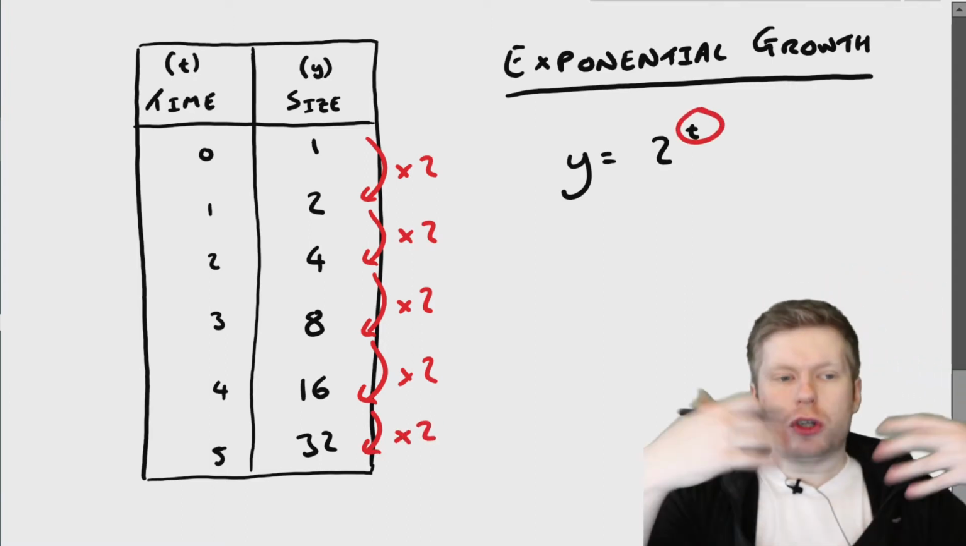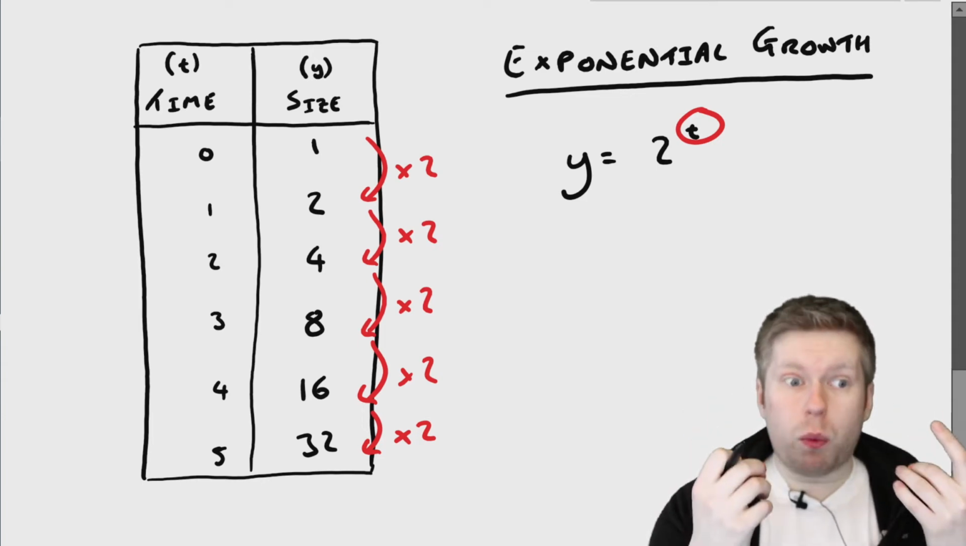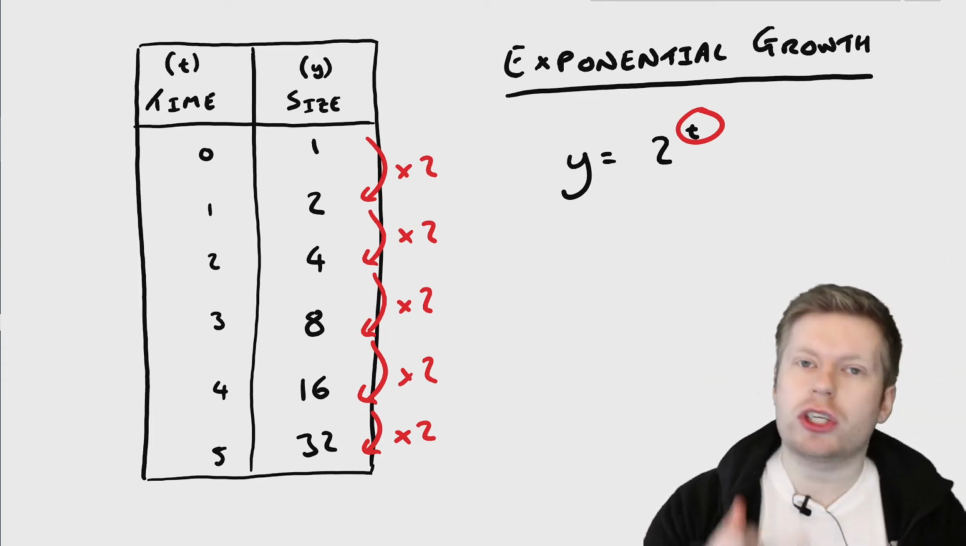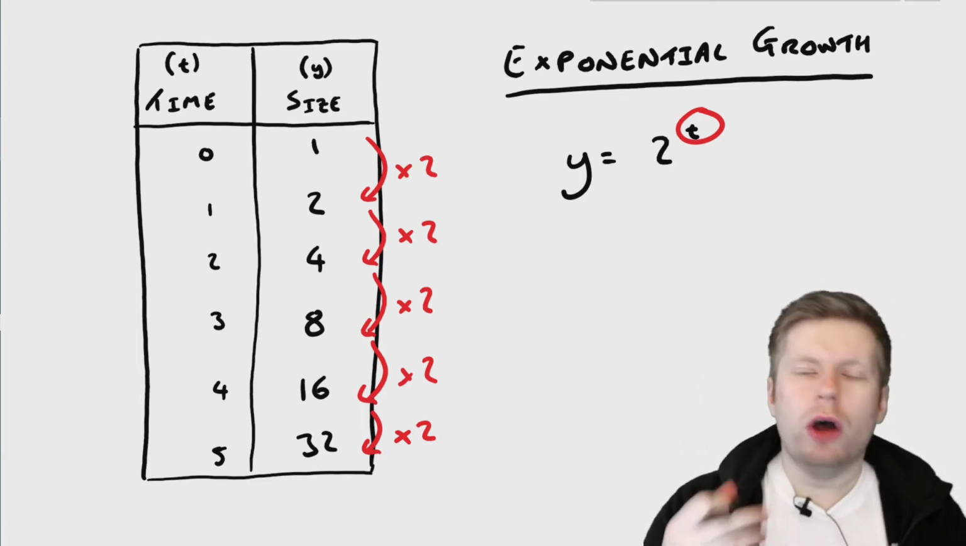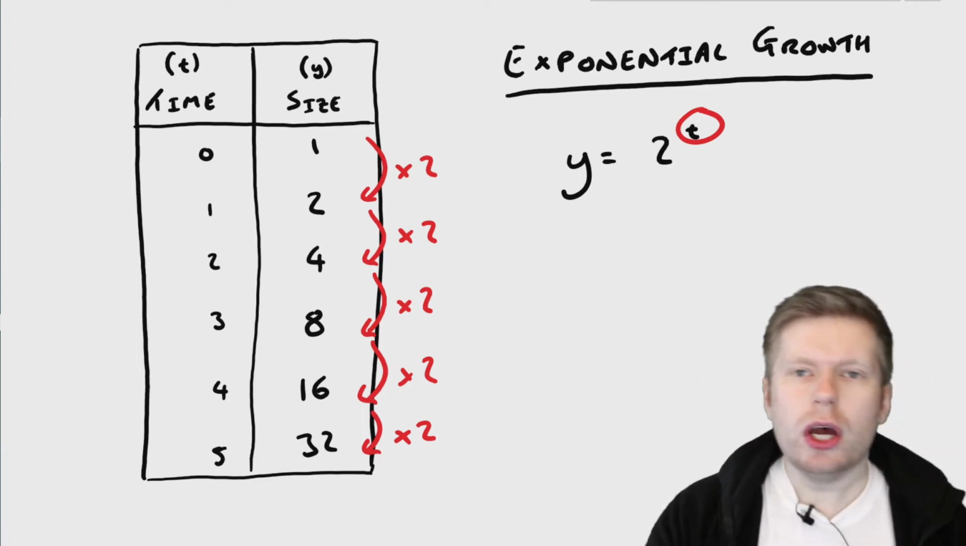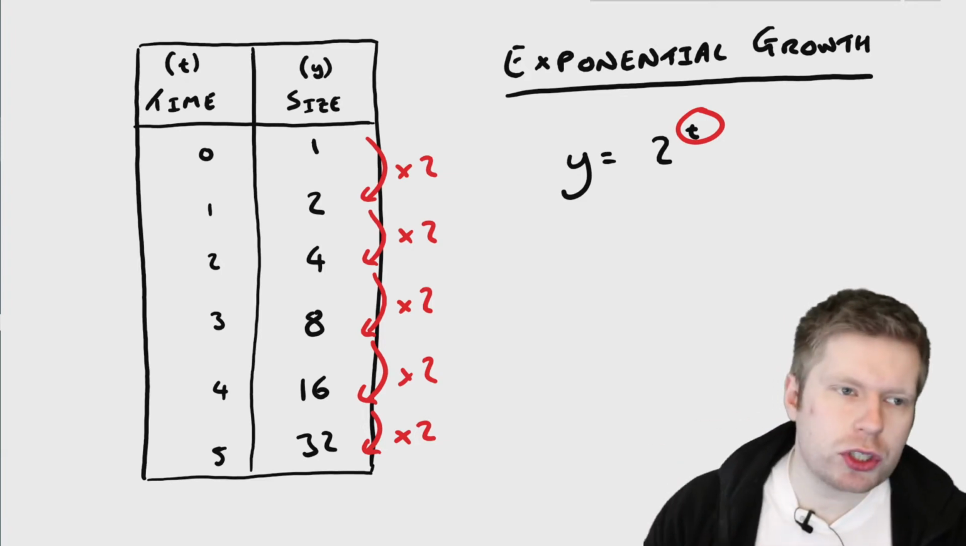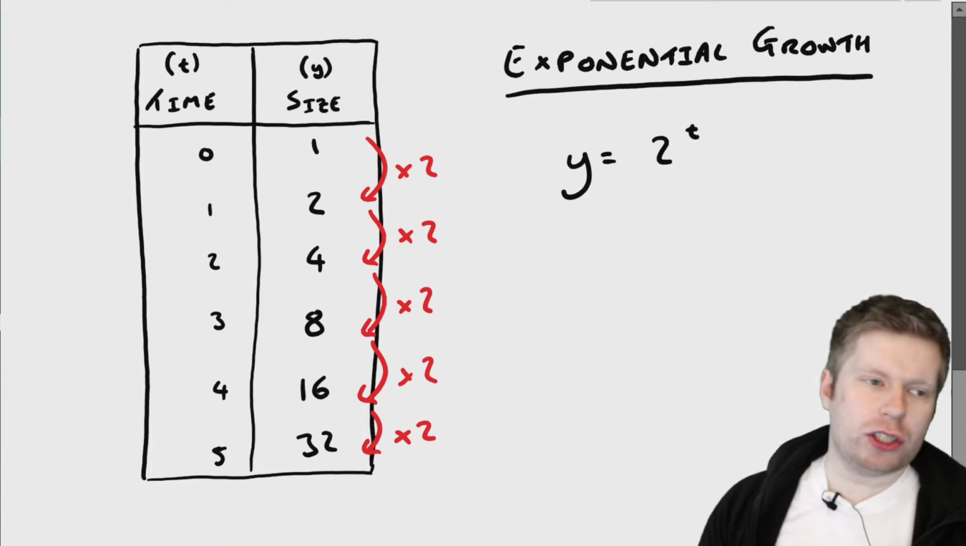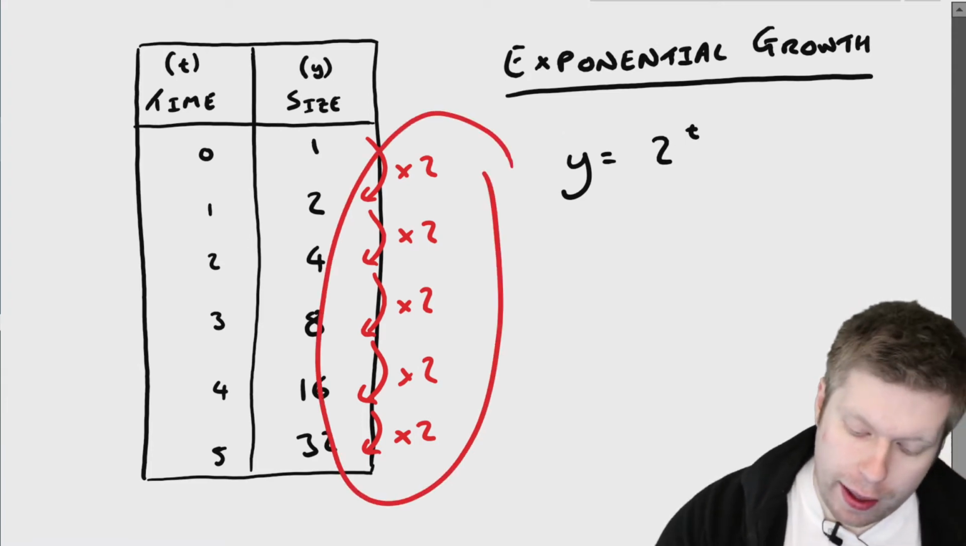So in other words, I'm changing it from 2 to the power 0, which basically means just take 1. And then 2 to the power of 1, which just means take 1 times 2. And then 2 to the power of 2, which means 2 times 2. And 2 to the power of 3, which means 2 times 2 times 2. So in other words, the power is telling you how many times to multiply by 2. And you can see that over here.